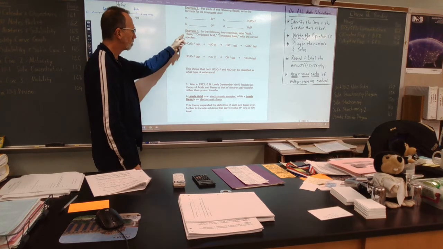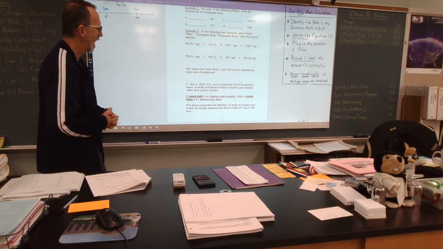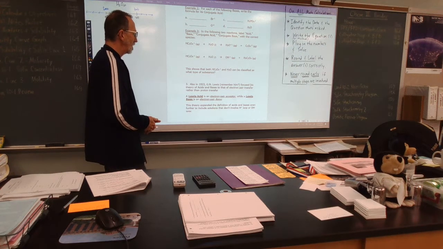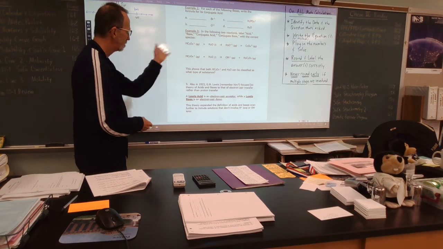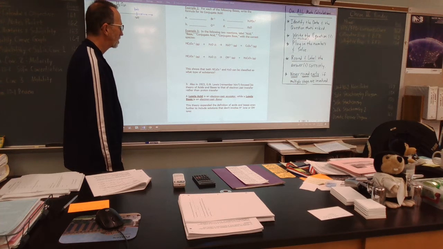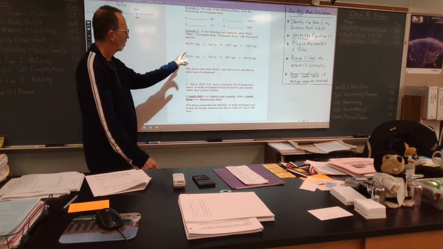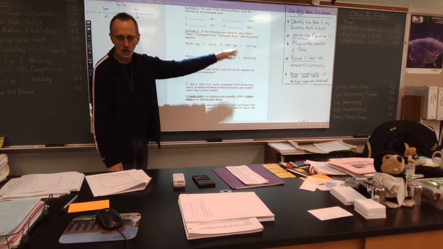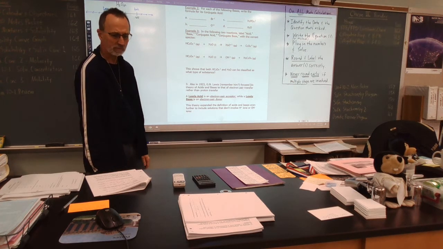All right. Example 3: in the following 2 reactions, label acid, base, conjugate acid, and conjugate base with the correct substance listed. All right, so what we've got to do is figure out what happens to what we started with over on the other side.